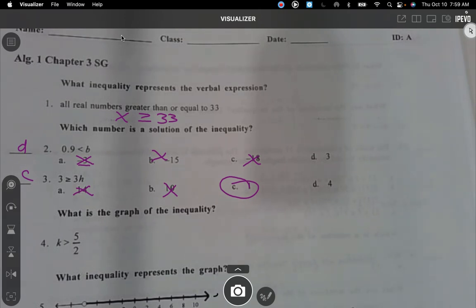Alright. Then the next one, 5 halves, that's kind of difficult to think. How do I graph 5 halves? What is that as a decimal? Let's just write that down. That's 2.5. If you don't know that, just put it in your calculator. 5 divided by 2 is 2.5. So, what is it asking me to do? What is the graph? It wants me to graph it. That's all it wants. Is greater than 2.5.